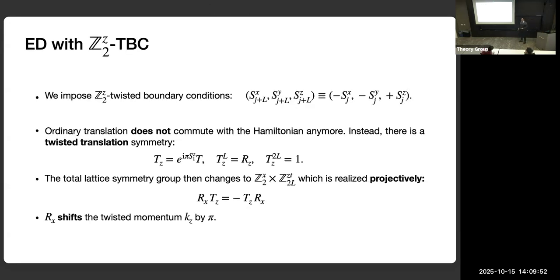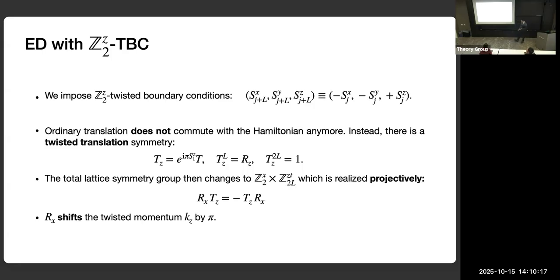Okay, now I looked at the periodic boundary condition with even number of sites, odd number of sites. Now I want to put some twisted boundary condition by Z2Z. I just choose one of the internal symmetries. As I said, I can permute the label. That just means that when I have my spin operators and I take them around the chain, I'll just have a minus sign on the X and Y.